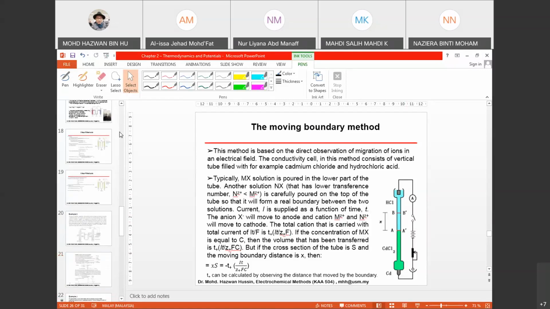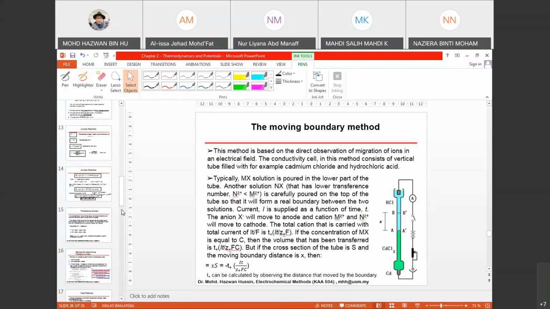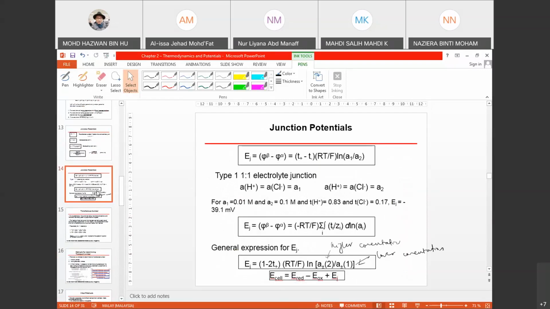So that means to control the movement of ion charge. Okay, I got it. All right. So any other question? Any further question?